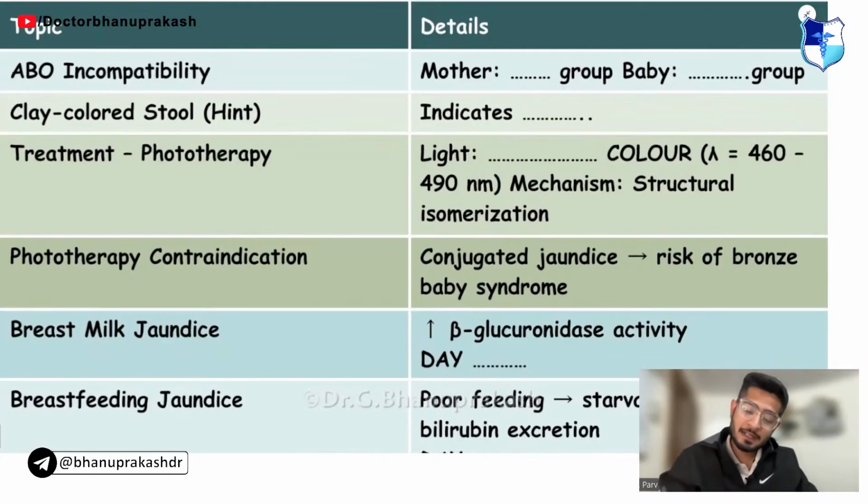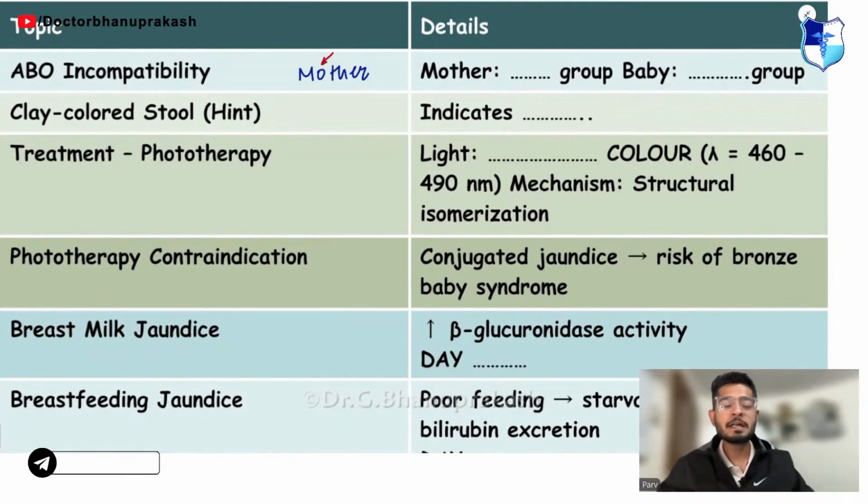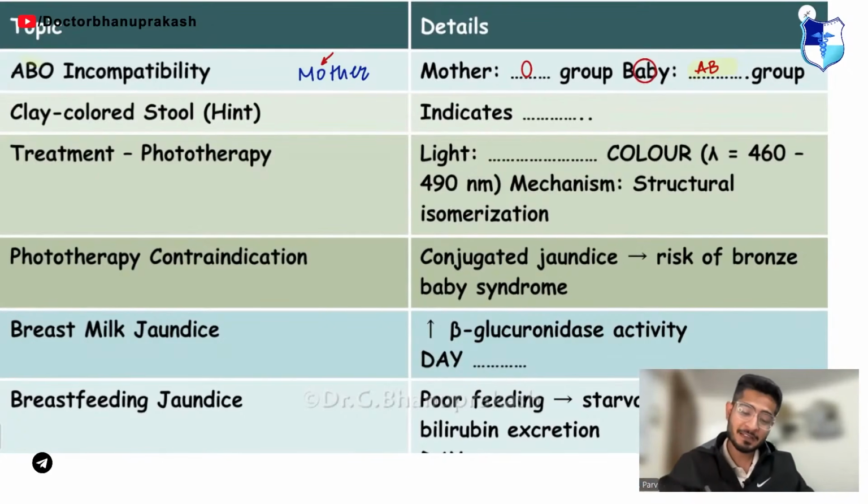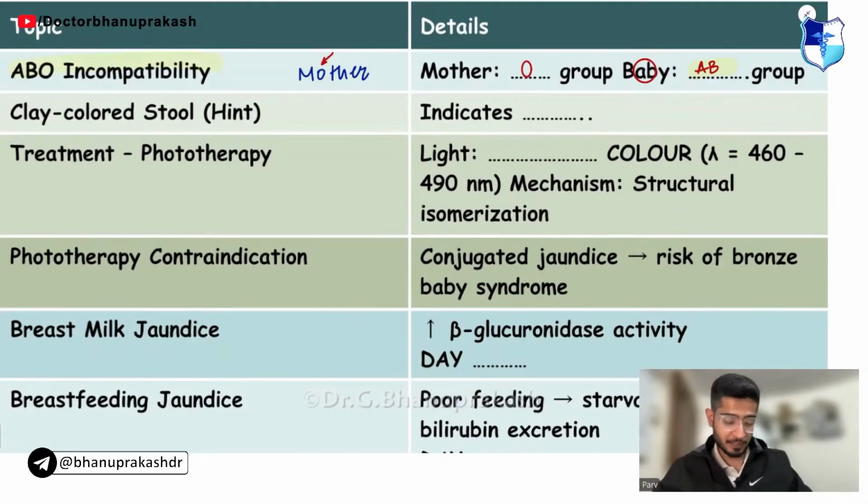Just understand it like this. This is your mother. Mother has the O in the spelling itself. So mother's blood group is going to be O blood group, whereas the blood group of the baby is going to be AB blood group. If they say that the mother's blood group is O and the baby's blood group is AB, there are high chances that there is an ABO incompatibility.